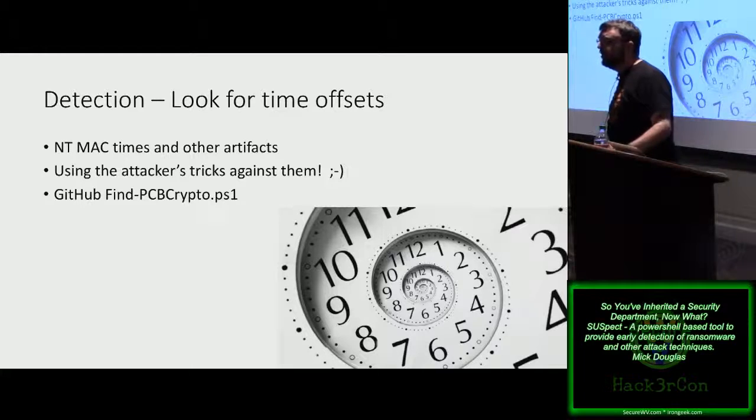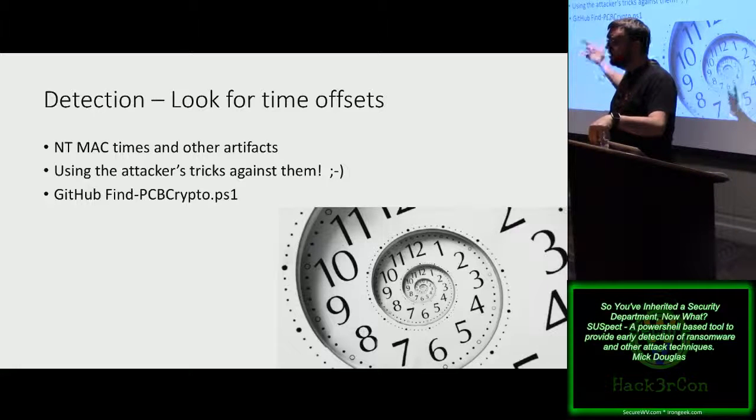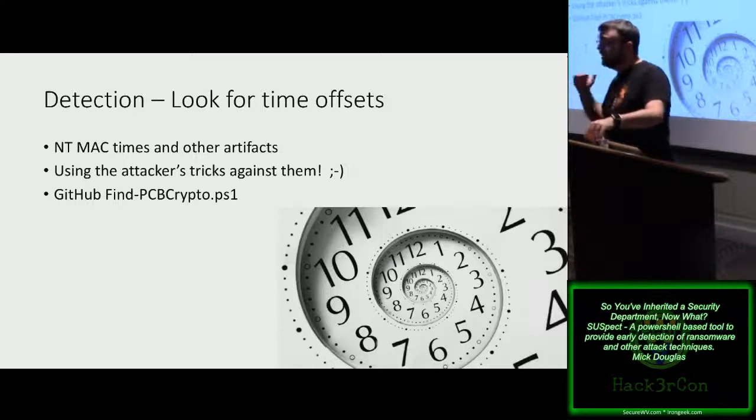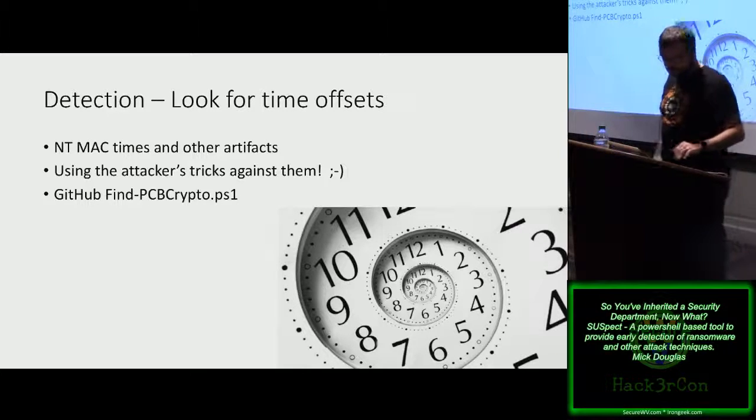So if you do a search on GitHub for find PCB crypto PS1, that's the actual PowerShell script that the author of that blog posting created, and it allows you to look for those offsets. Now, on most versions of Windows, there's a helper PowerShell module that you need to import prior to running that, but it's well documented and it's really easy to use. If y'all run into any issues with it, shoot me an email and I'll be happy to give you pointers on how to run it.